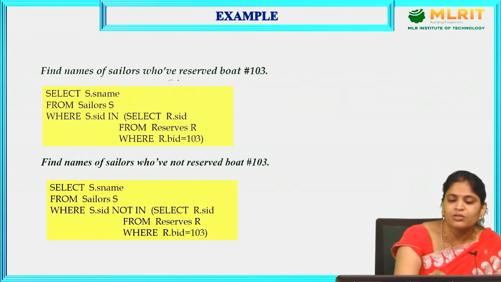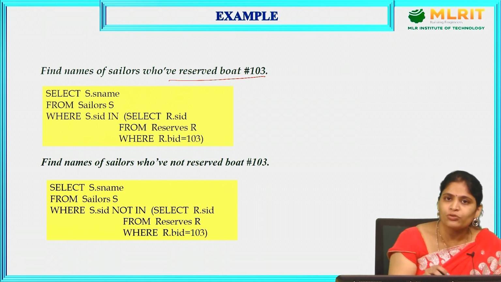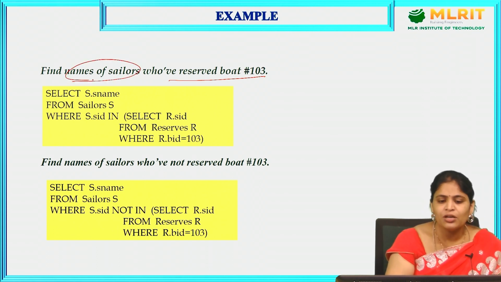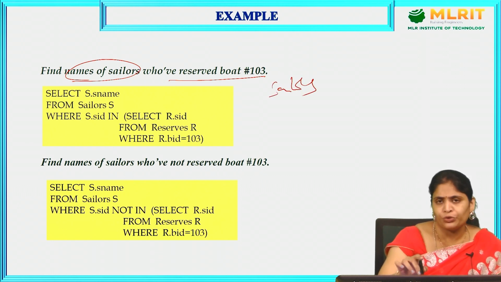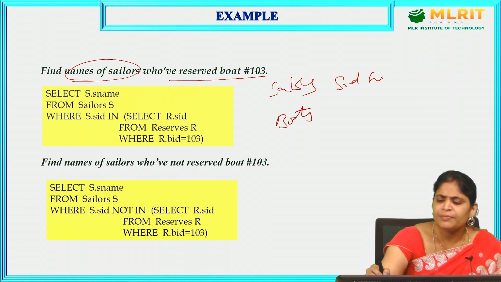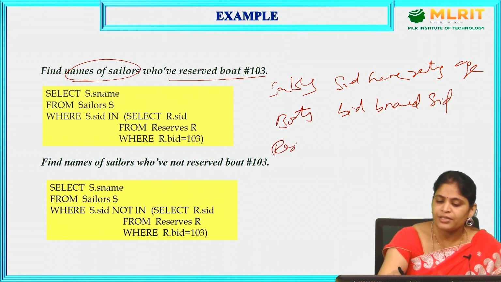Find the names of sailors who reserved boat number 103. My motive is to get the names of sailors who reserved boat number 103. Clearly, I have to visit the tables sailors, boats and reserves. In sailors I have SID, S name, rating and age. These are the attributes. Boats has BID, B name and SID. These are the attributes. Next, the reserves table.